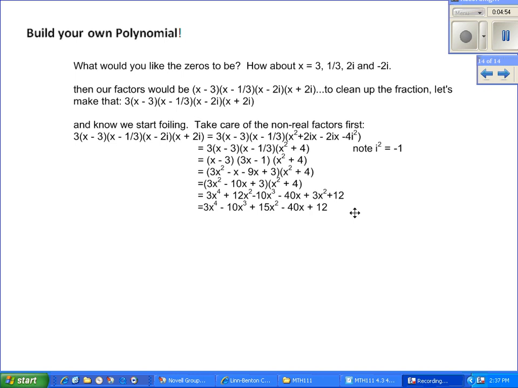So this is how I set about writing your test questions. I pick my zeros, I create the polynomial, and then I've got something for you to decode.